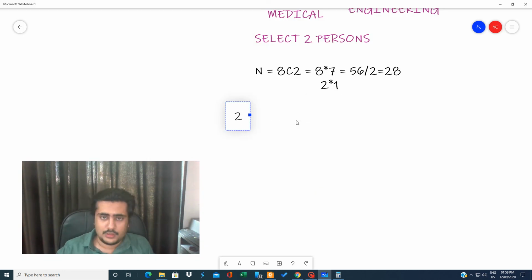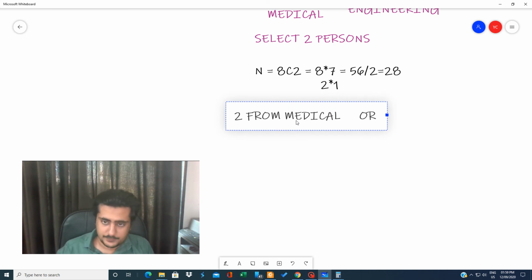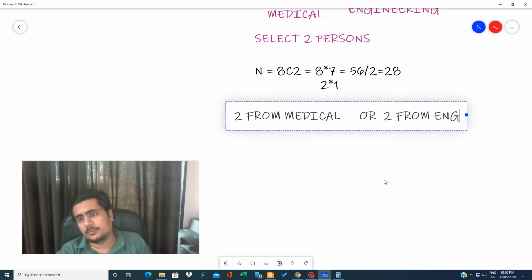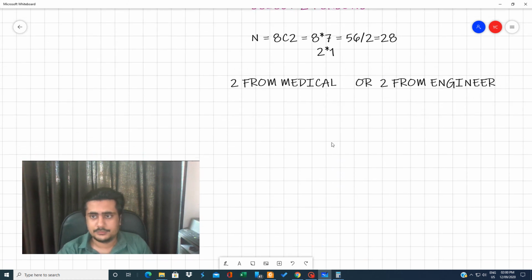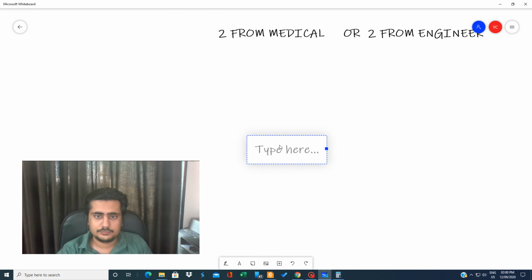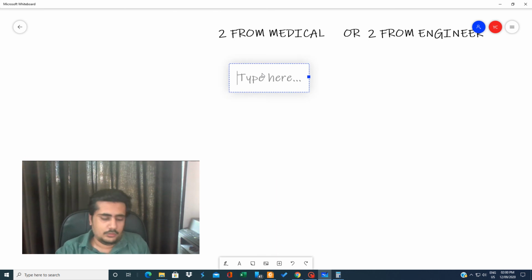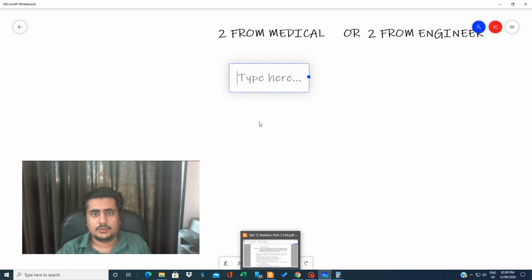So I'll write the answer like this: two from medical or two from engineer. Now these two are from medical. So what is the possibility of that?